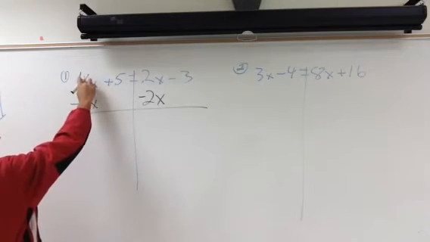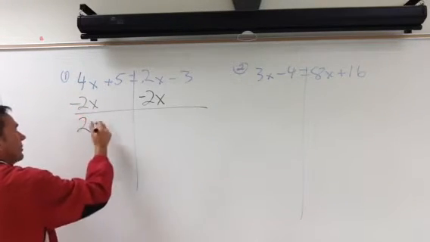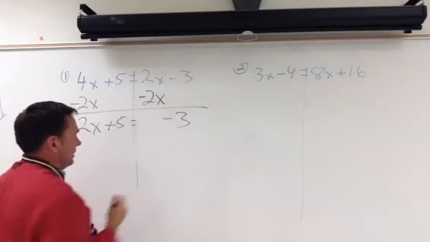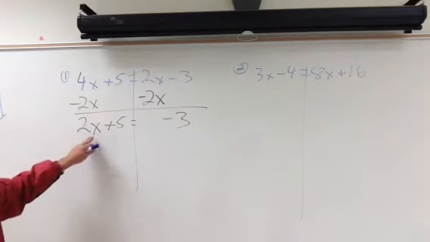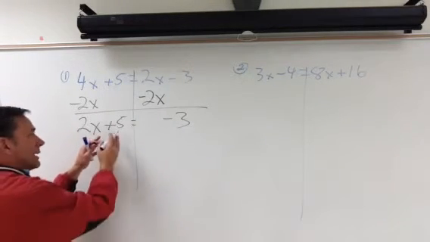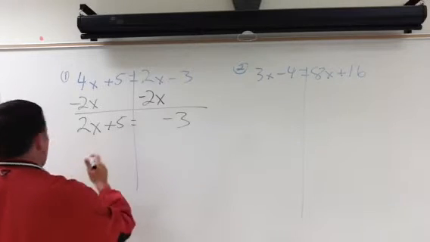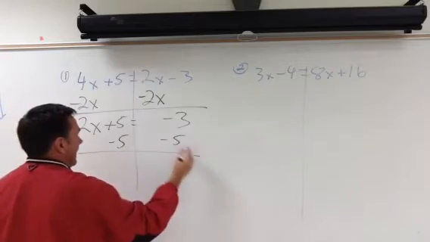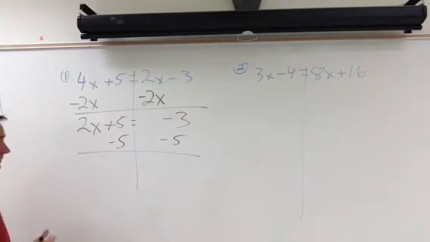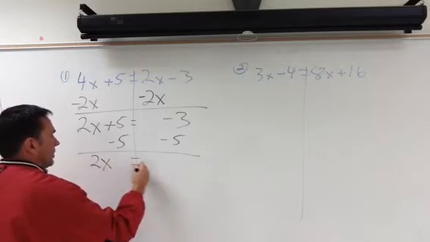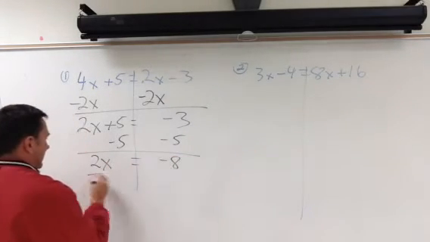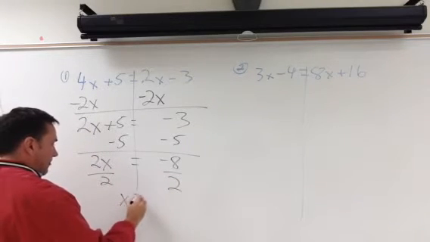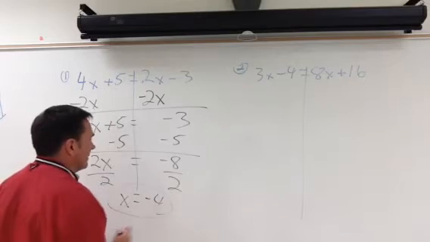Copy everything down now. 4x minus 2x is 2x. We did nothing with the 5. We did nothing with the negative 3. Now we see that we have the x's on the left, so I want to get my numbers to the right. So again, I'm going to be adding opposites again. Negative 5 and negative 5. This time it's just the constants. So we're left with 2x equals negative 8. And then our final step, we know we divide by the coefficient 2. And we get an answer of x equals negative 4.